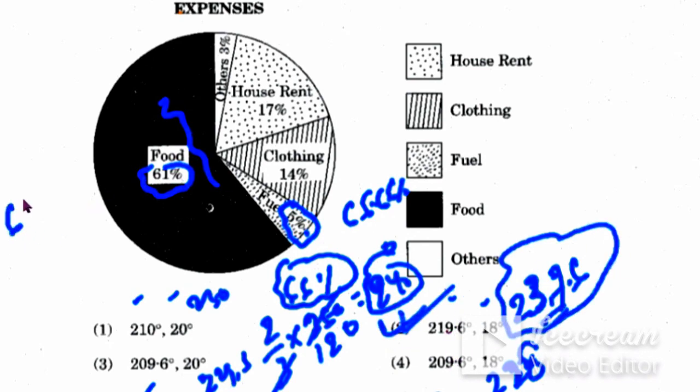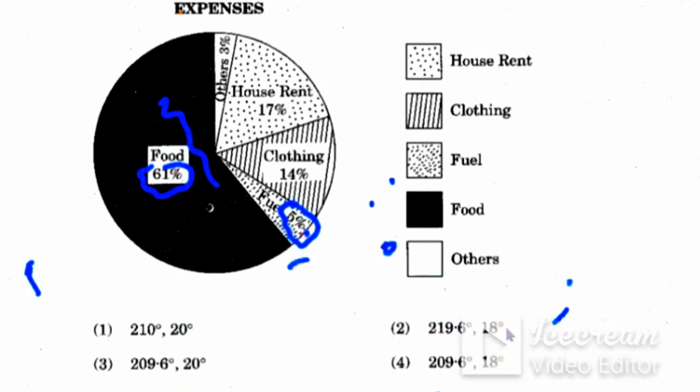Otherwise, you can find 61%. Okay, and then 5%, then add it to both, it will come. The same angle will come 219.6 and 18%. Okay, 18 degree. 5% is 18 degree and 61% is 219.6. You can find it. Otherwise, if you want shortcut, you can do like this. How I have done this question. The same way you can do it.